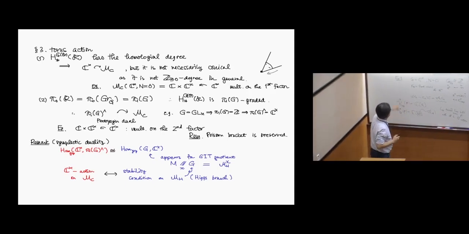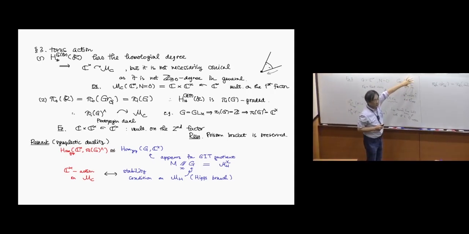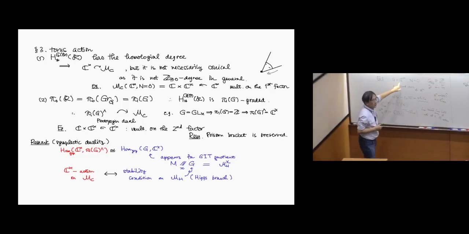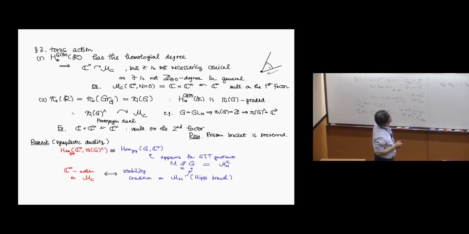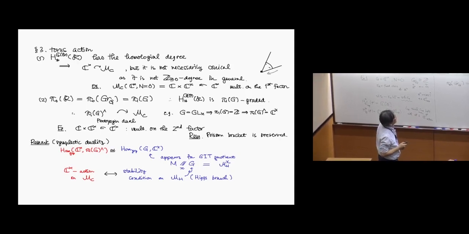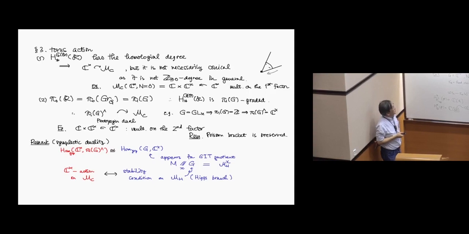In this example, we consider the affine Grassmannian of G, and this can be understood as the fundamental class of C star. So this C star action, contrary to the first one, acts on the second factor, not on the first factor. And you can also see that this second action is a Hamiltonian action. I wrote this Poisson bracket, but in fact, this is Hamiltonian. So it preserves a symplectic form and there is a corresponding moment map. I will describe what a moment map is afterwards.